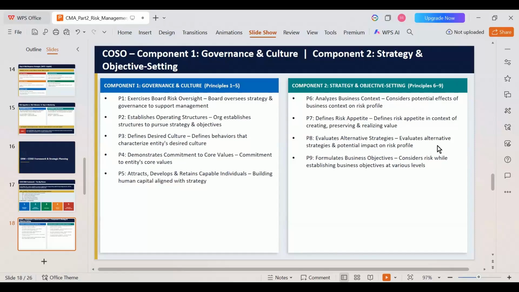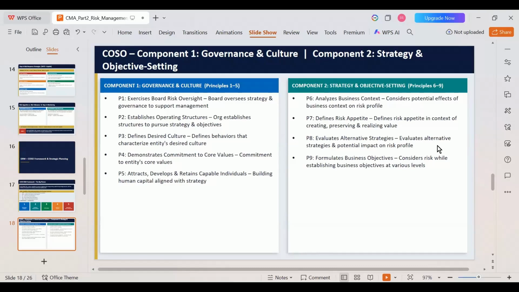Then comes establishing operating structures. According to our objectives, we define the levels of management and the various roles and responsibilities of various job roles. We structure them. That is creating operating structures. Then comes defining desired culture. Culture comes under corporate governance. Corporate governance is the very pillar upon which the entire organization stands. So the culture and behavior of everybody in a firm is important in achieving the objectives.